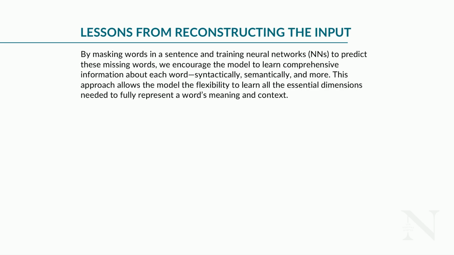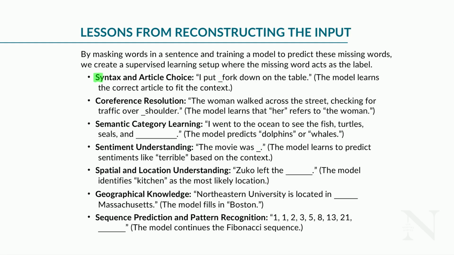In order to pre-train these NLP models, one approach is to mask a series of words in the vocabulary and ask the model to predict those words. By doing so, we encourage the model to learn comprehensive information about each word, syntactically, semantically, and more. We can teach a model to learn about syntax and article choice. If we look at this example, I put the fork down on the table, the model learns the correct article to fit the context.